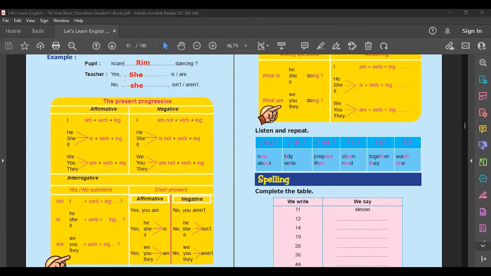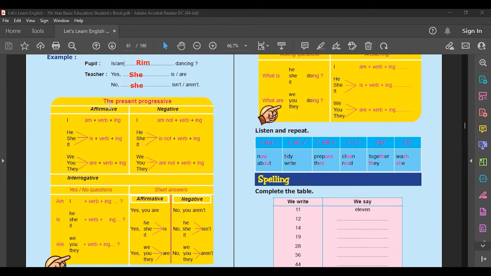Another example. Is Ahmed reading? If he is reading, we say yes, he is. If not, what do we say? We say no, he isn't. Are the children playing? No, they aren't. Or yes, they are. Okay? And so on and so on. Like this. Okay? Move on.